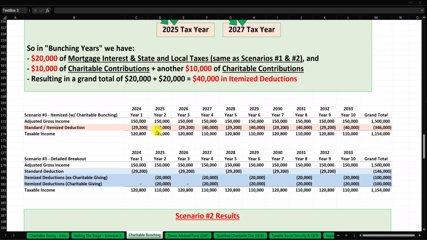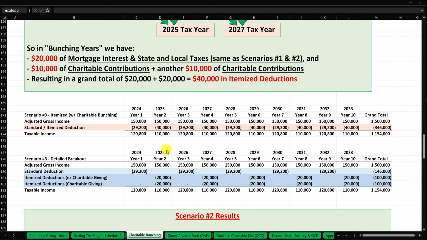So we're taking $40,000 in 2025, we're taking $40,000 in 2027, and so on. This table down here is just a detailed breakout of what's going on in this. This is the same scenario number 3, except it might just be easier to see. Here's the standard deduction. In every other year, we're taking the standard deduction.